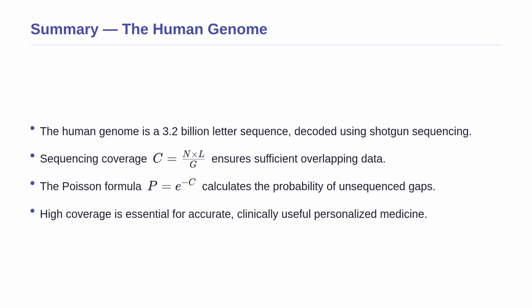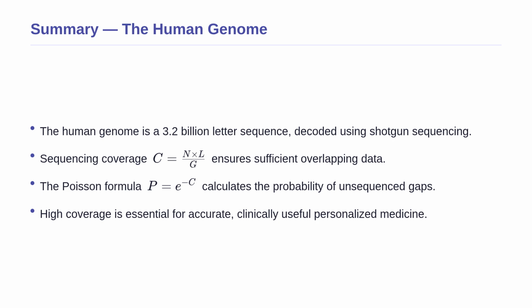We have covered a tremendous amount of ground today. Let us review the key takeaways. First, we learned that the human genome is a massive 3.2 billion letter sequence. And because we cannot read it all at once, we rely on shotgun sequencing to piece together overlapping fragments. Second, we explored the Lander-Waterman equation, which allows us to calculate our sequencing coverage to ensure we have enough data.